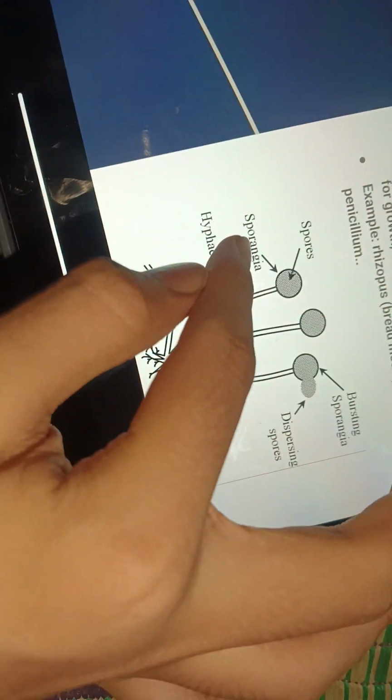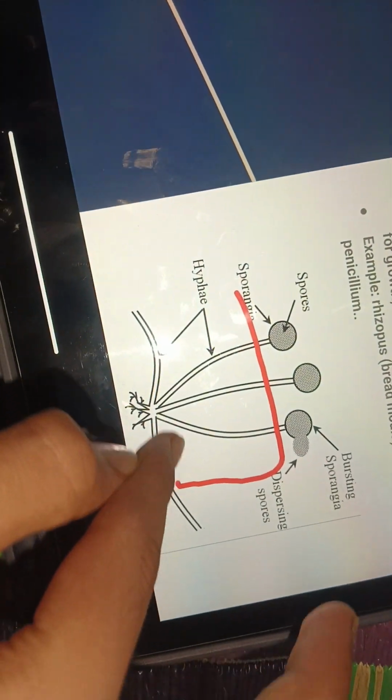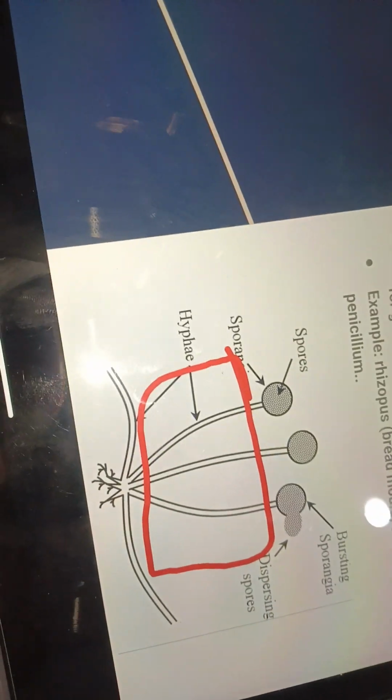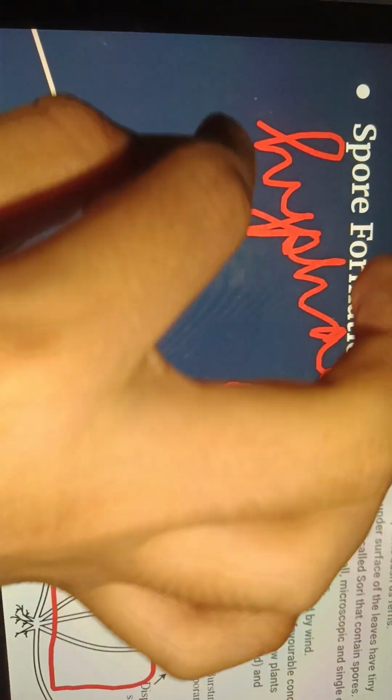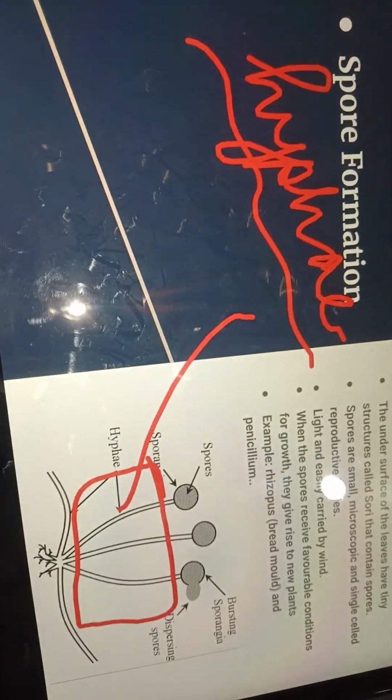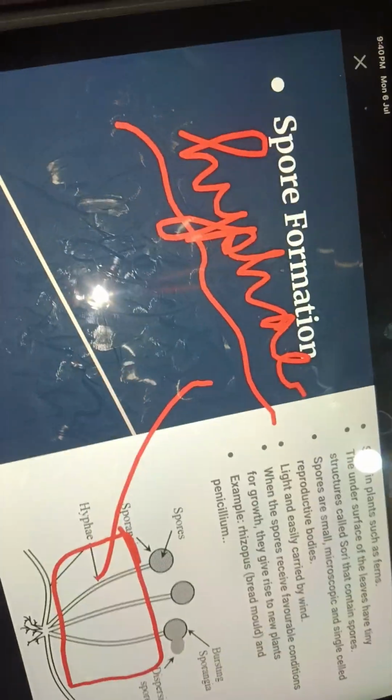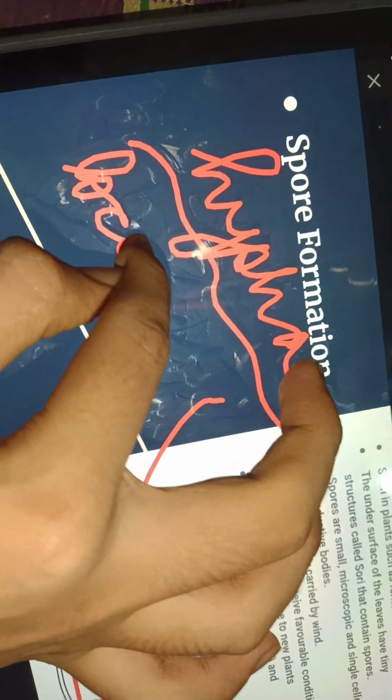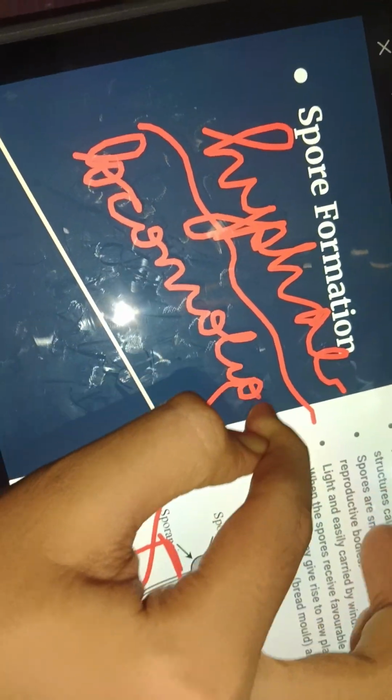Now can you see this? You see this long, ribbon-like structure. These are known as hyphae. Now, what is the function of hyphae? It helps in locomotion.